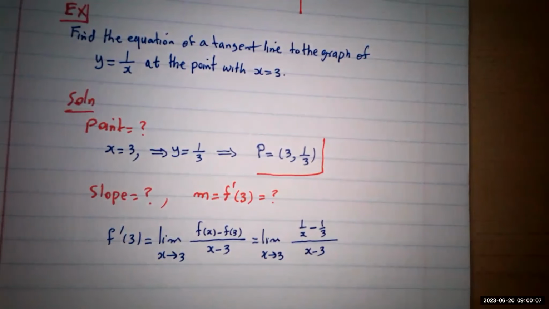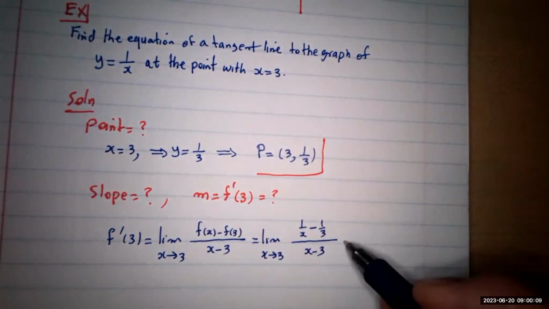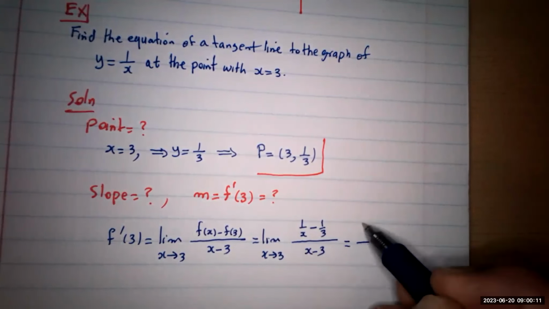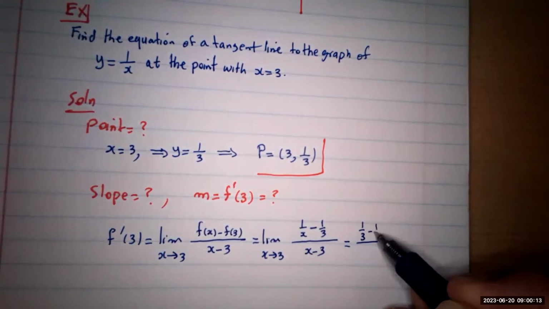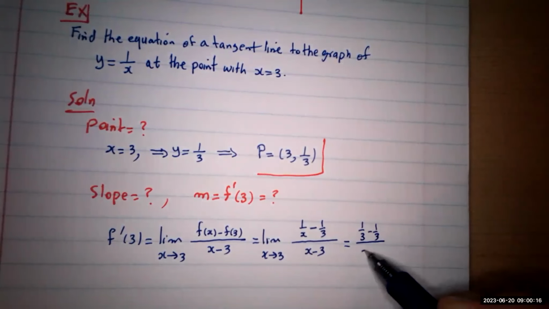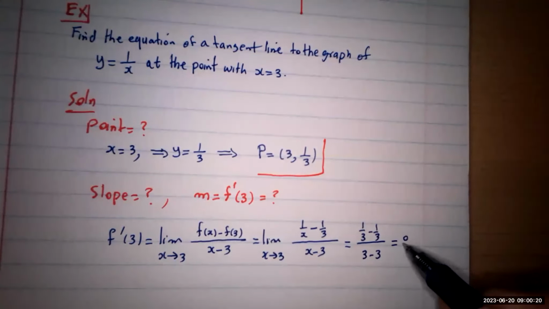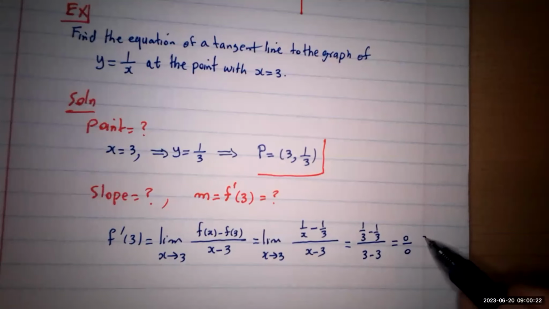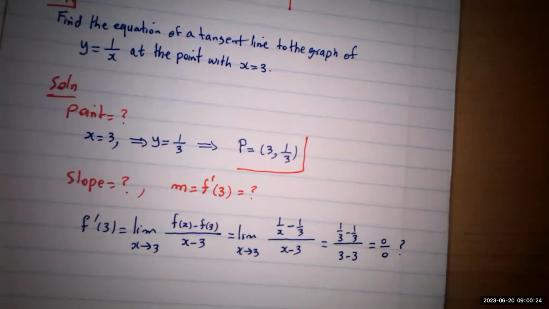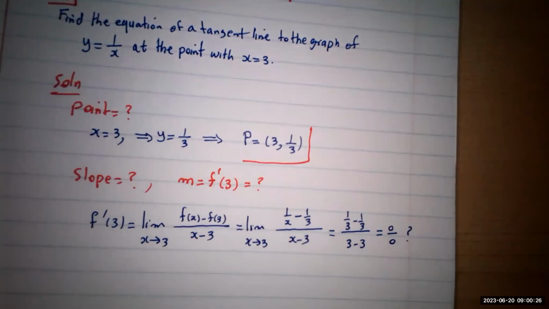If you do the direct substitution, you know what does it mean? That gives you 1/3 minus 1/3, and that would be 3 minus 3, which is equal to 0 over 0. Okay, what's the message for this one?